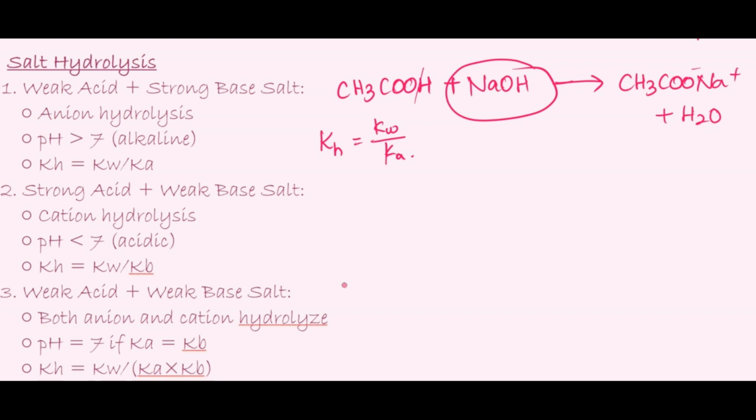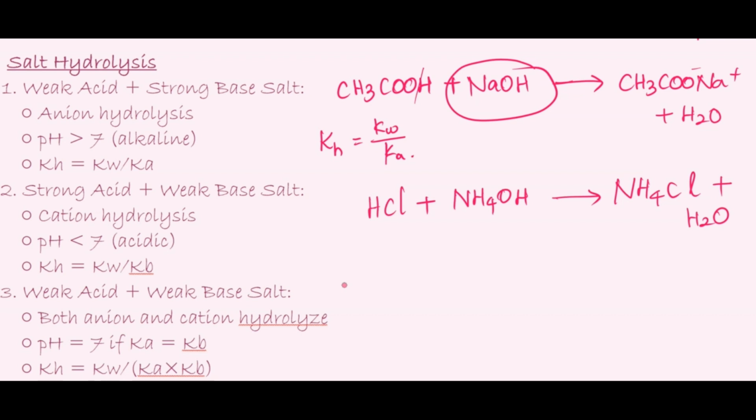Then strong acid plus weak base. Strong acid, let's say I'm taking HCl. Weak base, ammonium hydroxide. The salt produced is ammonium chloride plus H2O. Right? So it is undergoing cation hydrolysis and it becomes acidic.